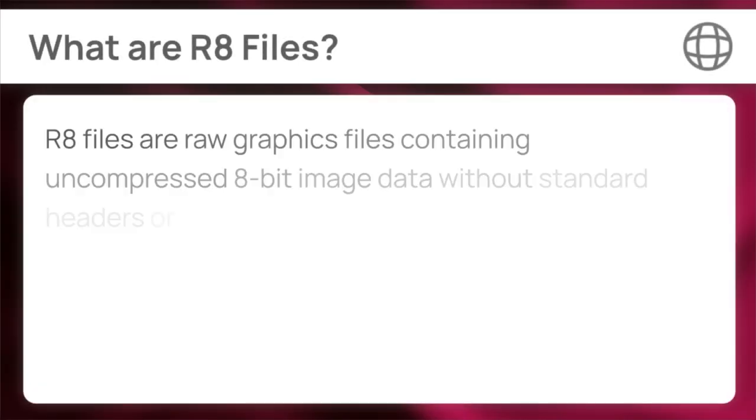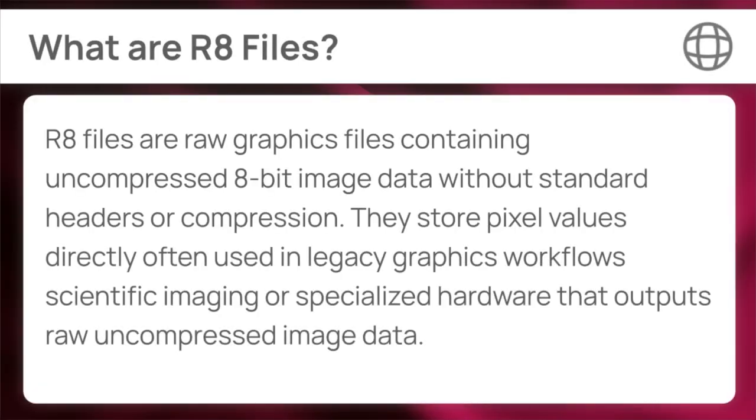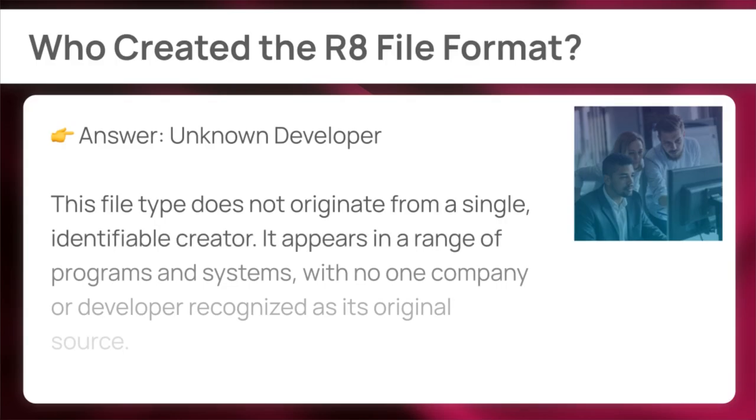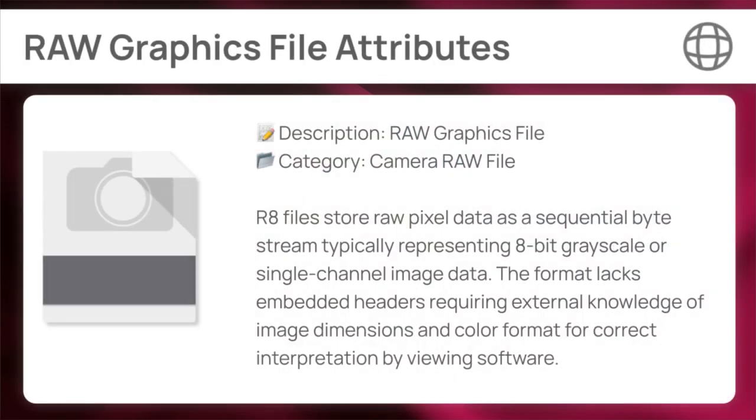R8 files are raw graphics files containing uncompressed 8-bit image data without standard headers or compression. They store pixel values directly, often used in legacy graphics workflows, scientific imaging, or specialized hardware that outputs raw uncompressed image data. R8 files store raw pixel data as a sequential byte stream, typically representing 8-bit grayscale or single-channel image data. The format lacks embedded headers, requiring external knowledge of image dimensions and color format for correct interpretation by viewing software.